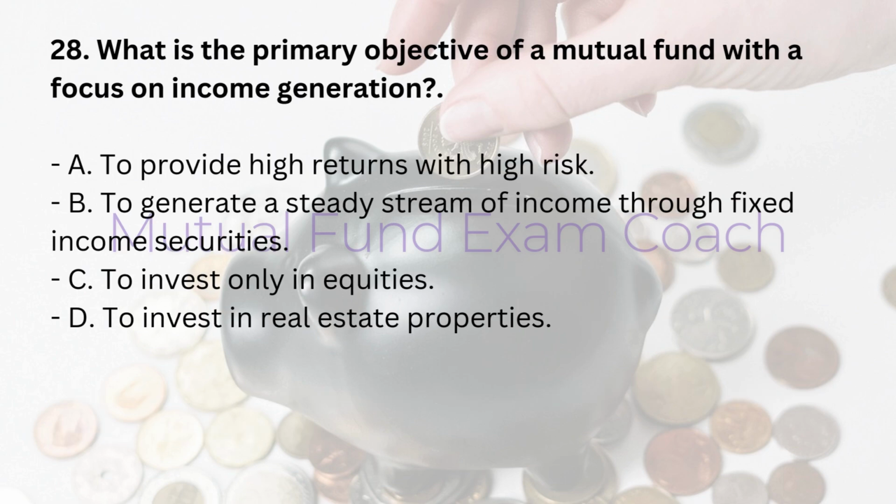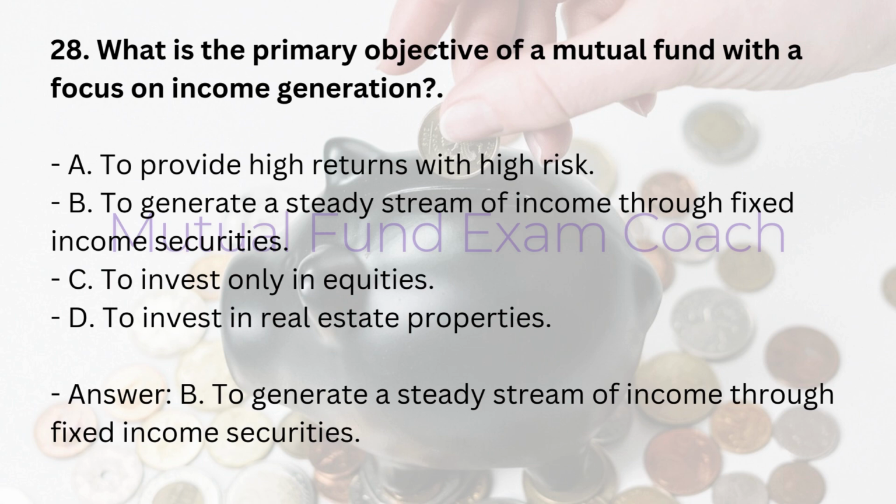28. What is the primary objective of a mutual fund with a focus on income generation? A. To provide high returns with high risk. B. To generate a steady stream of income through fixed income securities. C. To invest only in equities. D. To invest in real estate properties. Answer: B. To generate a steady stream of income through fixed income securities.